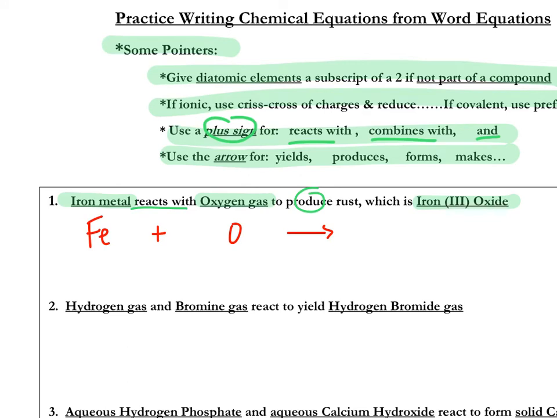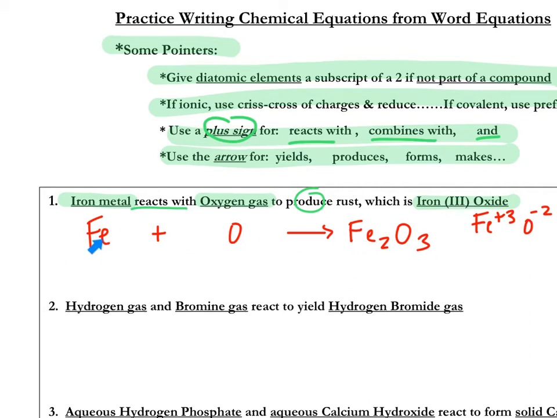So what is iron 3 oxide? Well, iron 3 is iron plus 3. Oxide is O minus 2. So when I cross the charges, I get Fe2O3. Okay? So is this balanced or not?